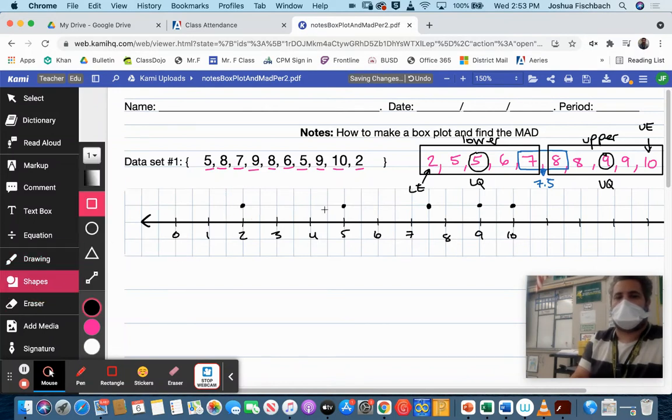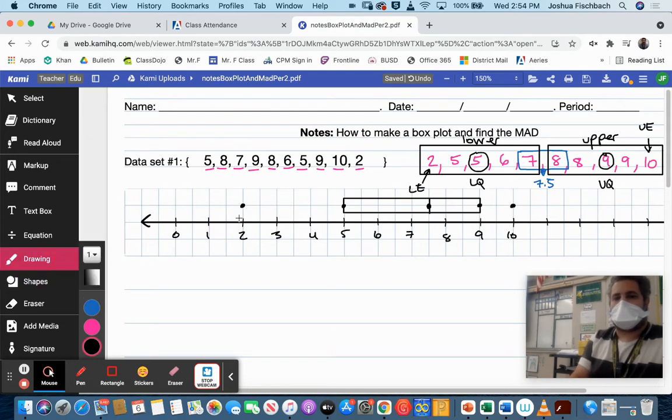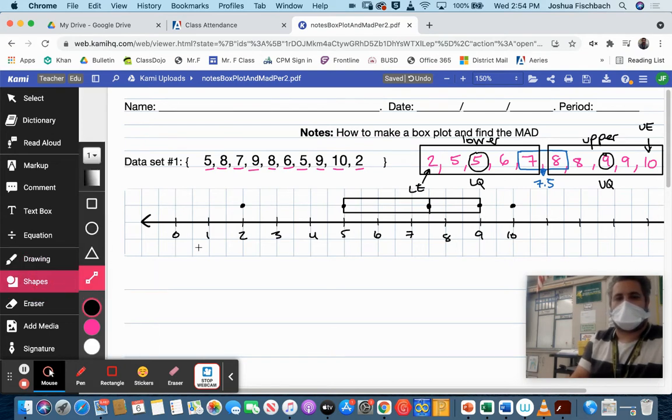Then you're going to make your box, which is always going to be from quartile to quartile. So this is going to be from 5 all the way to 9. And you're going to draw a line down where your median is. Okay? And then you're going to extend to the whiskers. So let's do that with a little line segment here. Just like that. And just like that from quartile to extremes.